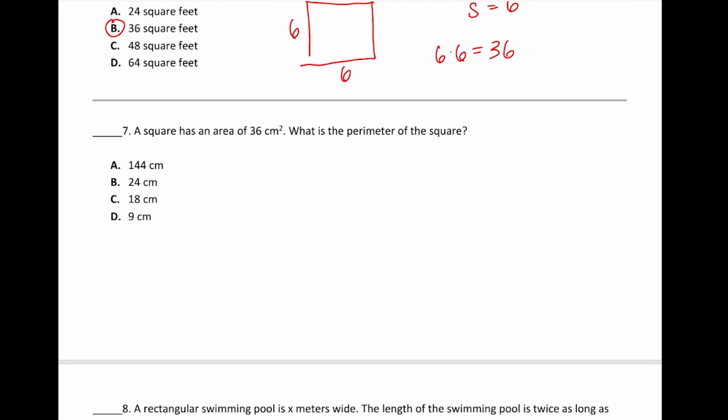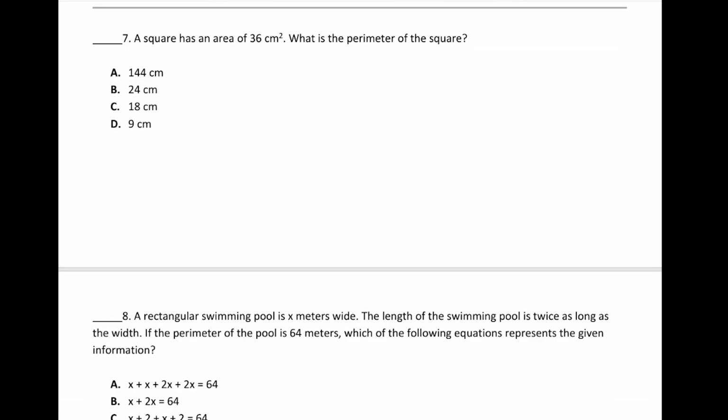Number 7 says a square has an area of 36 square centimeters. What is the perimeter of the square? So if the area is 36 square centimeters, and it is a square, so both sides have to be the same, we have s squared equals 36. If we take the square root of both sides, we get the side length, which is 6. So this must be a 6 by 6 square.